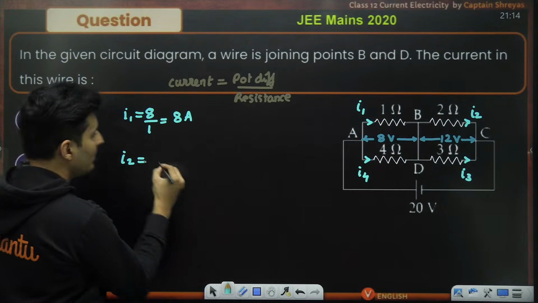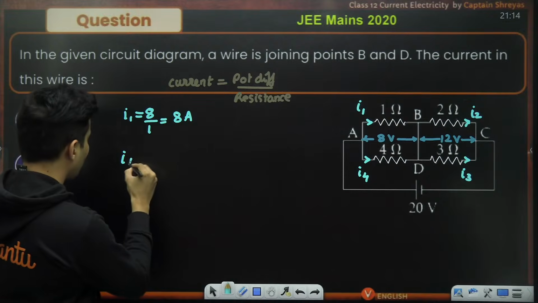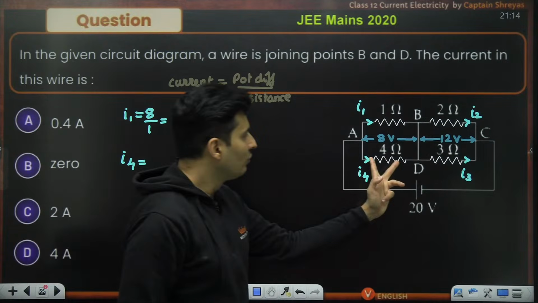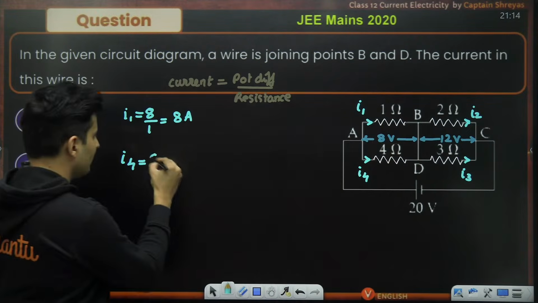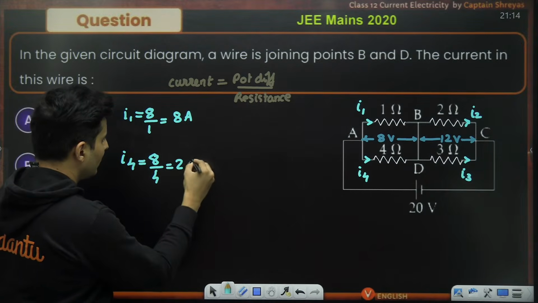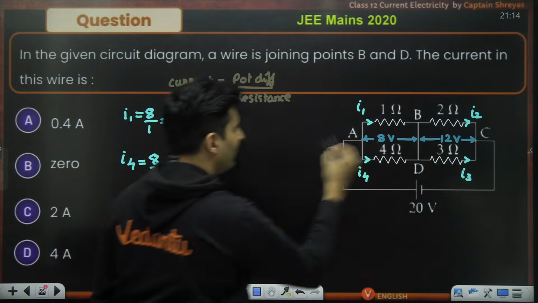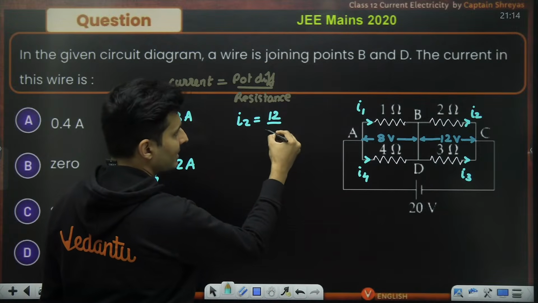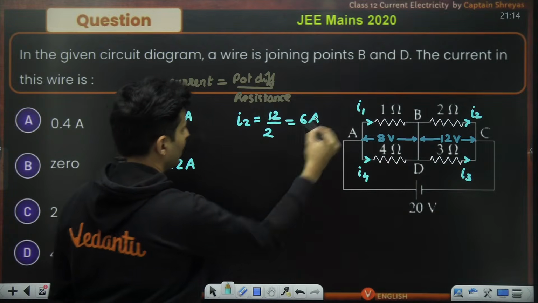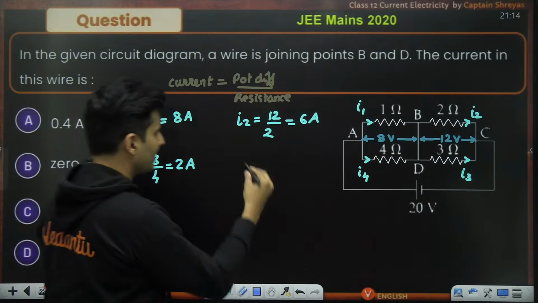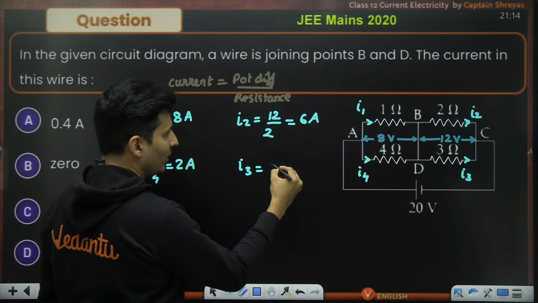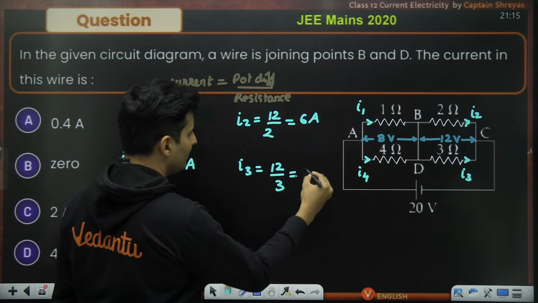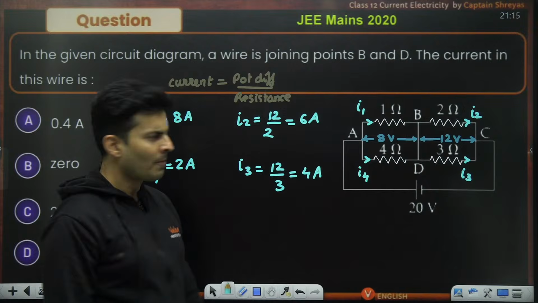What will I4 be? Voltage difference by resistance. Voltage difference is 8 by 4, which is 2 amperes. What will I2 be? Voltage is 12, resistance is 2, so that will be 6 amperes. And this I3 will be voltage which is 12 by 3, which is 4 amperes.